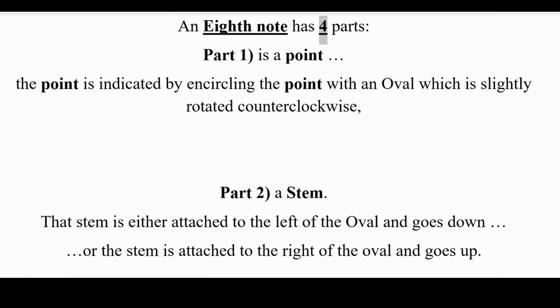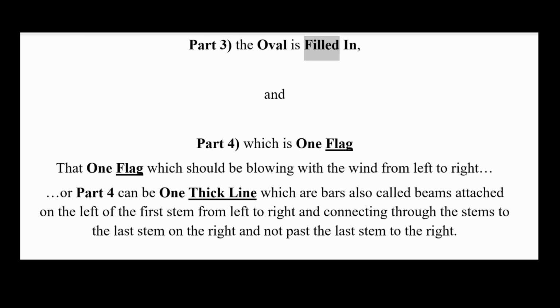An eighth note has 4 parts. Part 1 is a point. The point is indicated by encircling the point with an oval which is slightly rotated counterclockwise. Part 2, a stem. That stem is either attached to the left of the oval and goes down, or the stem is attached to the right of the oval and goes up. Part 3, the oval is filled in. And Part 4, which is one flag. That one flag should be blowing with the wind from left to right.